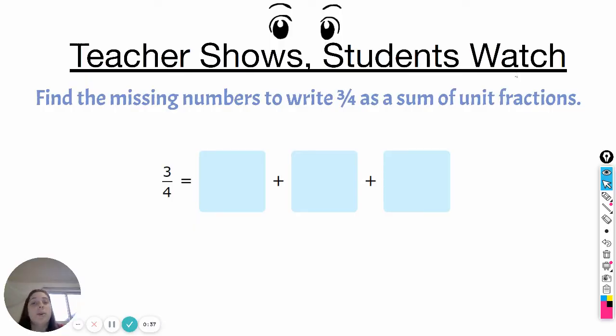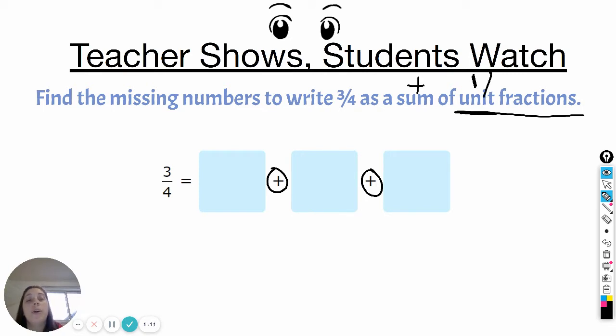It says find the missing numbers to write 3/4 as a sum of unit fractions. Well, we know that sum means adding, and you can see that we have addition symbols here for what we're adding together. Unit fraction, we've covered this a few times, but I know it gets a little bit confusing. We need to remember that unit refers to 1, okay? So our unit fraction is always looking at just one piece. So it's always going to be 1 over whatever our denominator is. That is the unit fraction.